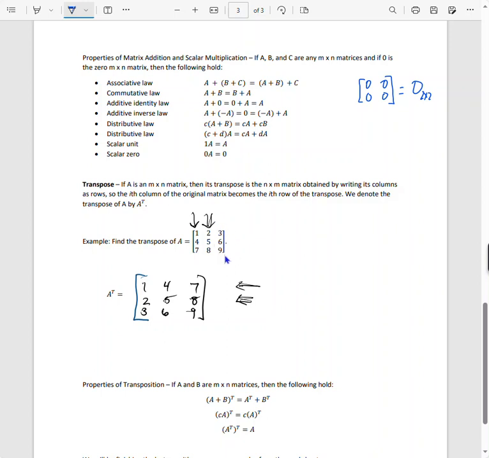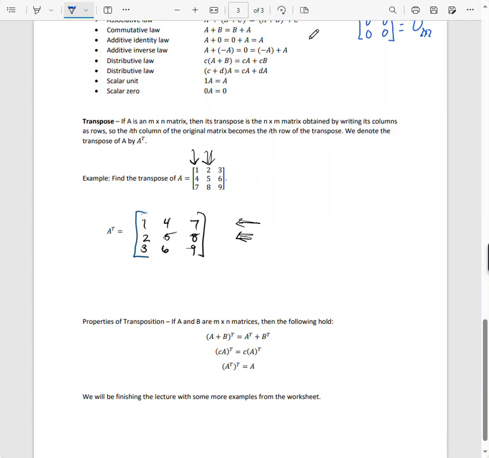And the third column of the original matrix, I don't think I said that right, the original third column of matrix A becomes the new third row of A transpose, 3, 6, 9. Okay? Properties of the transpose.